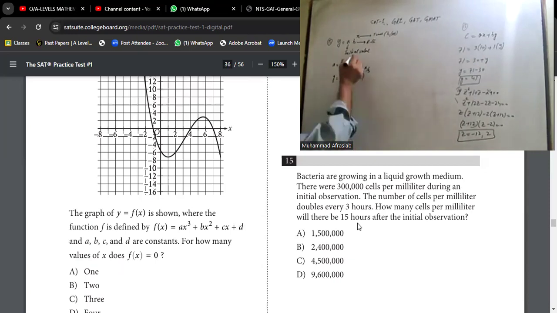So they are asking that it should be calculated after 15 hours. So y is equal to 300,000 into 2 power 15 over 3. That is equal to 2 power 5. So that thing is equal to 300,000 into 2 power 5, that is 32. Or that thing is equal to 9,600,000 bacteria would be there. So that is the solution of this, which is the choice D for this part.